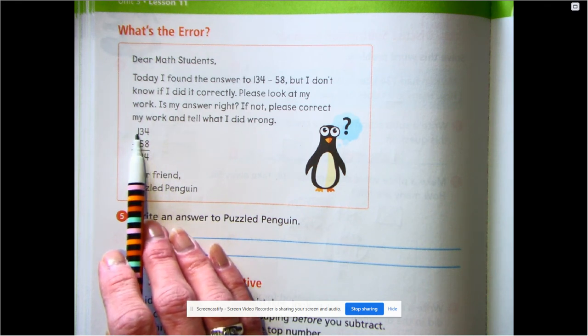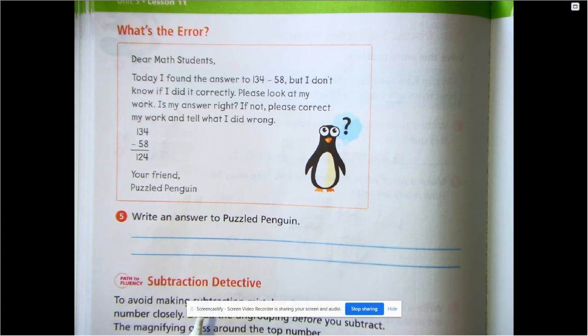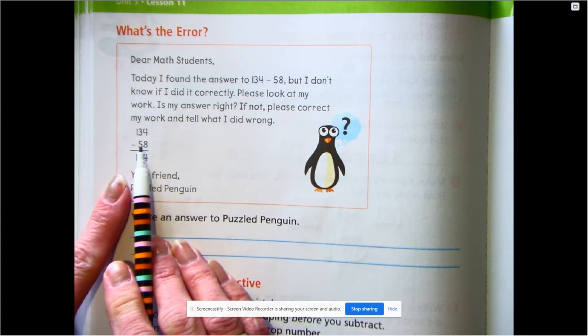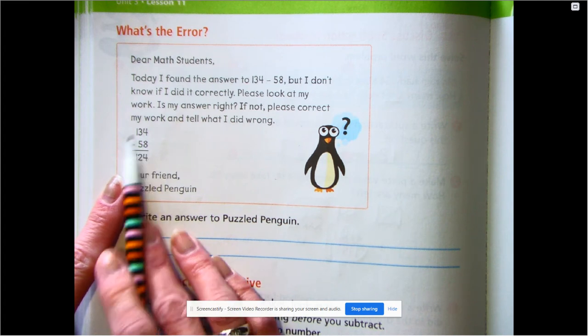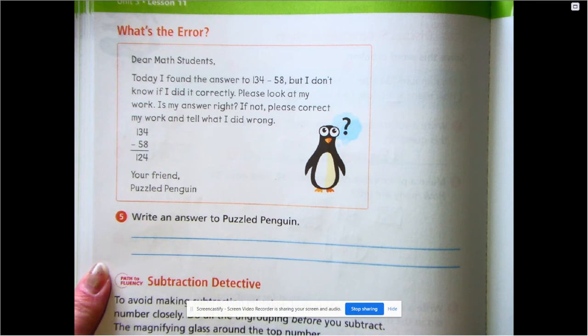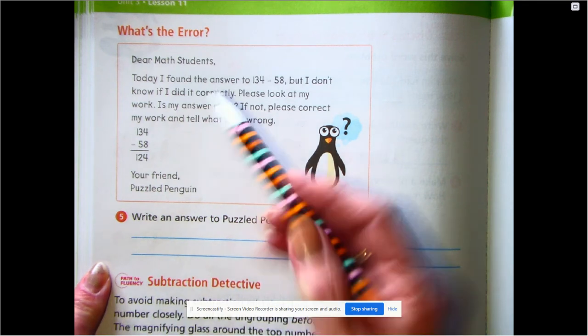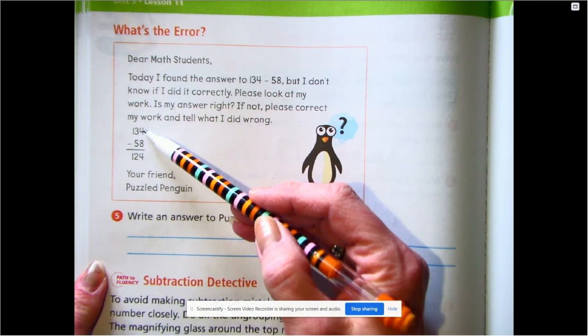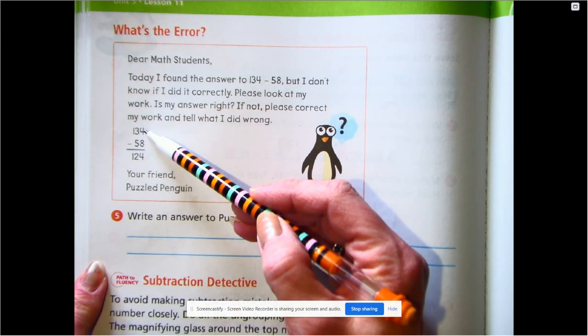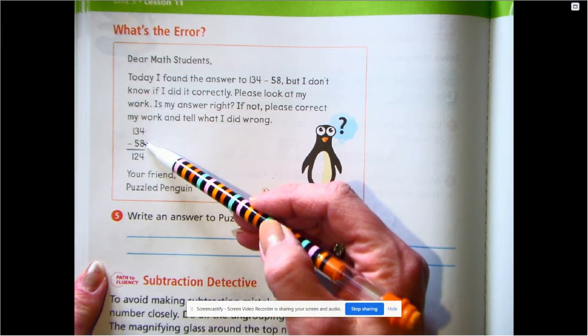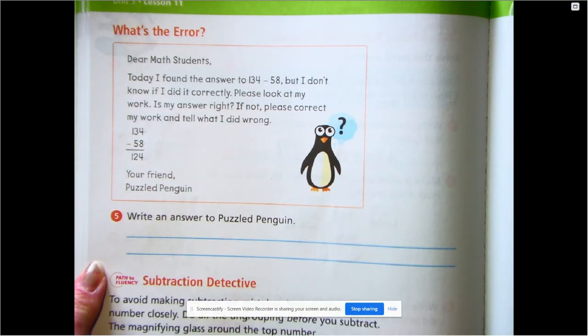Because if you remember, the last time when we worked with Puzzled Penguin, he did not have ones and tens in the correct place. He had them mixed up. Okay, so he's got his problem written correctly, which is awesome. But what did he do? What did he do wrong? Okay, we've already solved this problem. We know that 4 ones, and we can't take away 8. Right? What do you notice that he did?